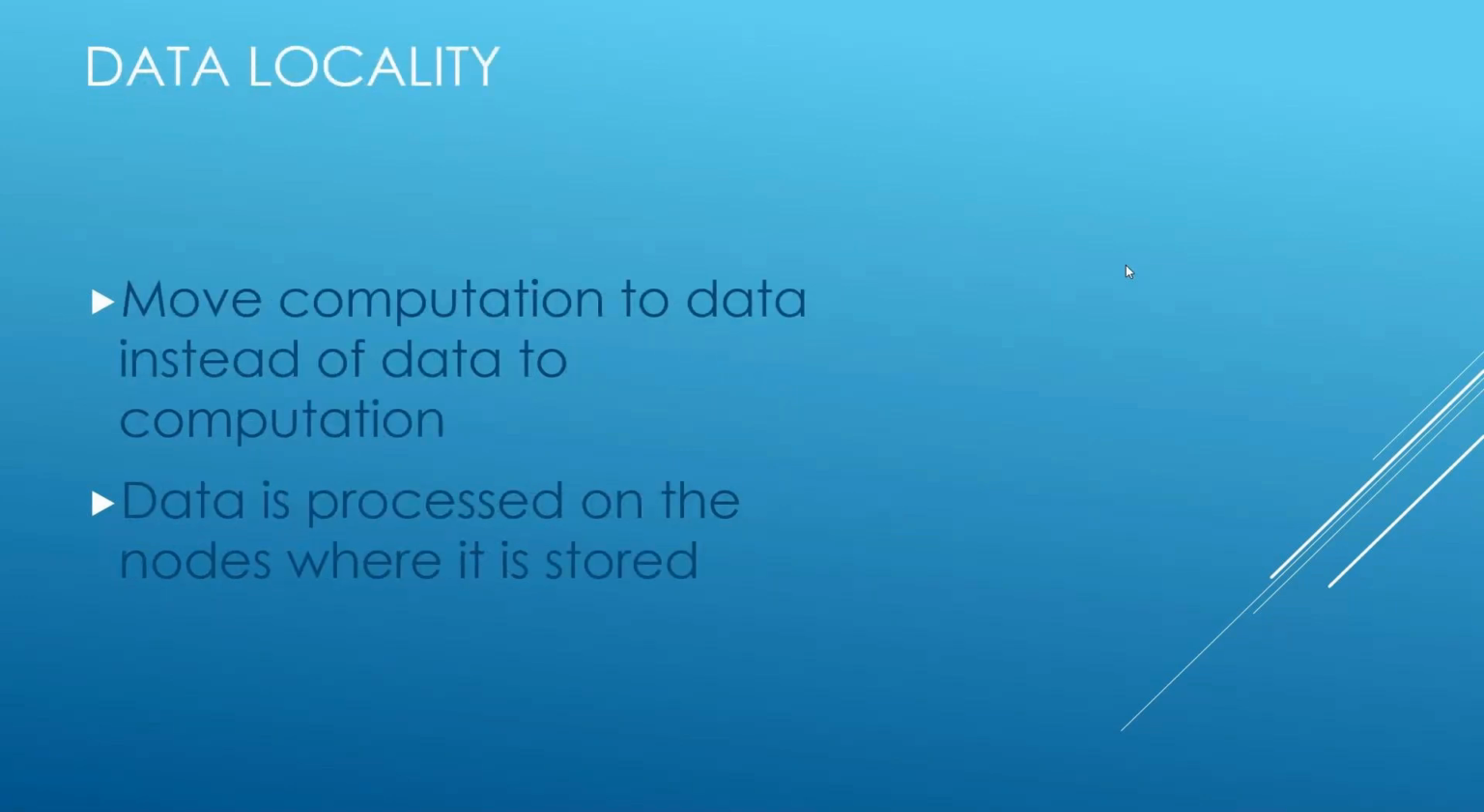And data locality. Here we move computation to data instead of data to computation. As the processing is happening on different nodes, it is very easy to move the computation, and data is processed on the nodes where it is stored. So where the data is located, there only the data is going to be processed. That is called data locality.